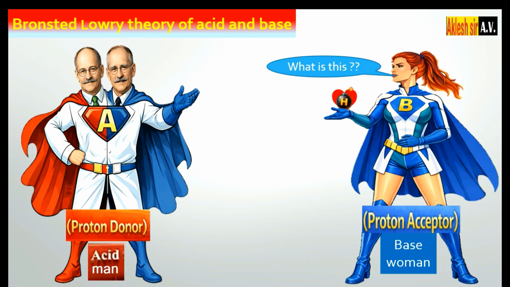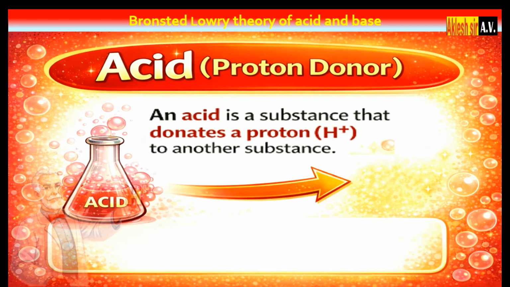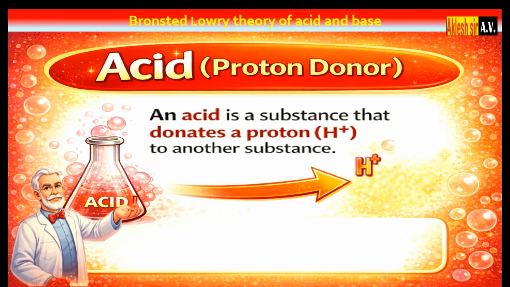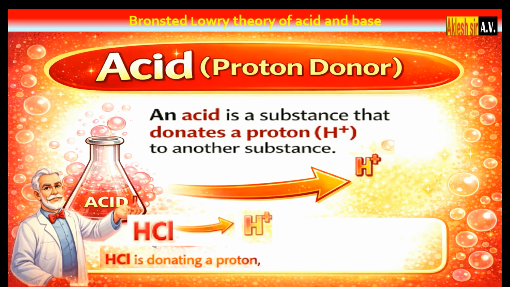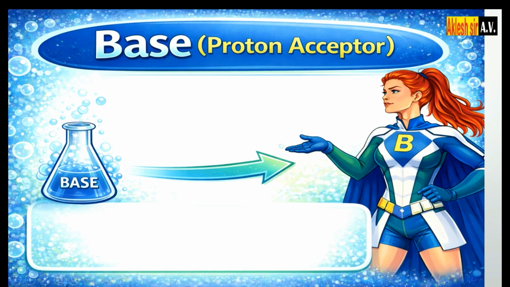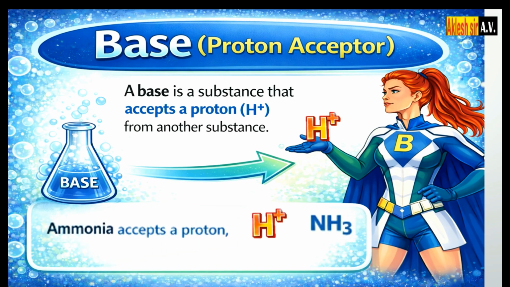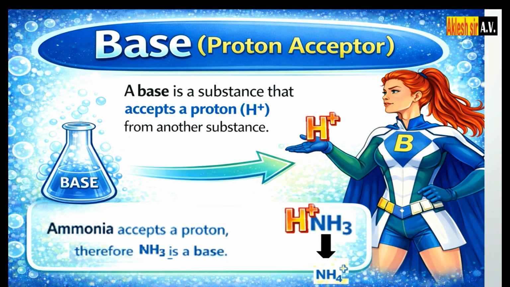What is this? An acid is a substance that donates a proton H+ to another substance. Here HCl is donating a proton. Therefore HCl is an acid. Base. A base is a substance that accepts a proton H+ from another substance. Here ammonia accepts a proton to form ammonium ion NH4+. Therefore ammonia is a base according to Lowry-Bronsted theory.